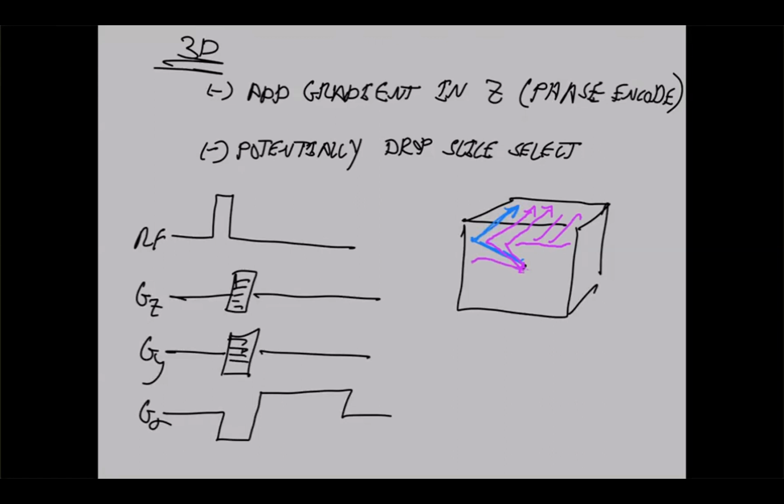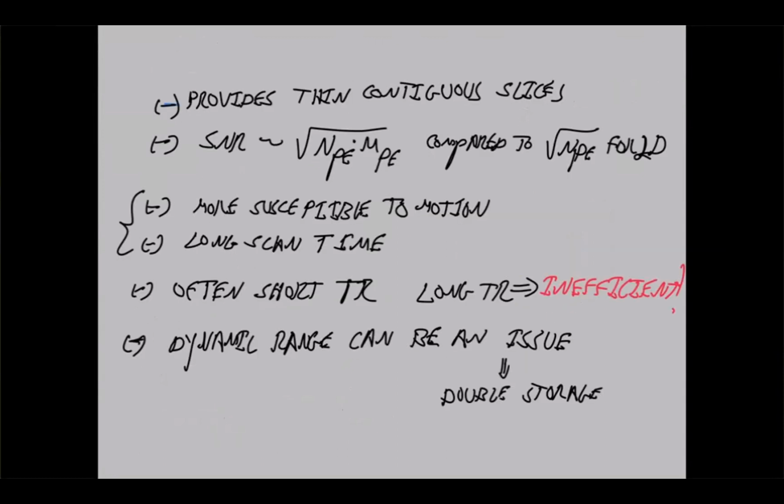And then we're going to go and collect another line and another line, and so on and so forth. So pretty much you can see that the scan time can be significant, right? So that can be an issue. So the nice thing about that, though, is it does provide you thin and continuous slices. Because now you're Fourier encoding the slice dimension. Okay, so that adds a significant improvement there.